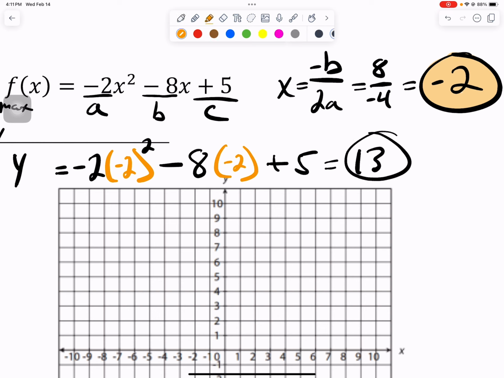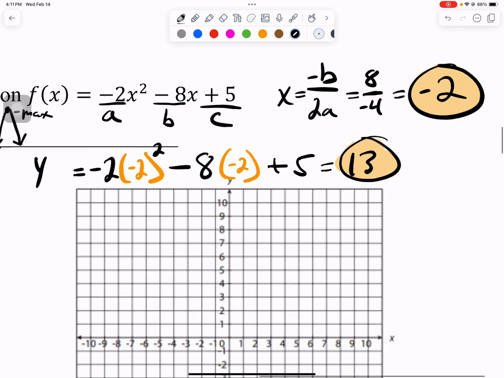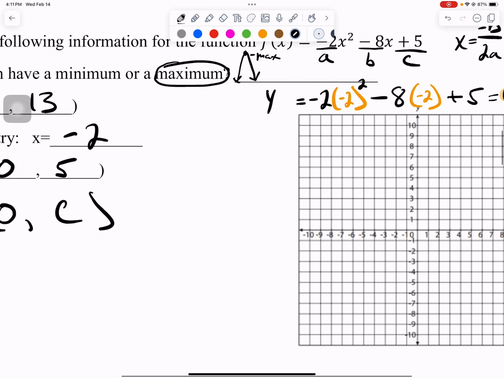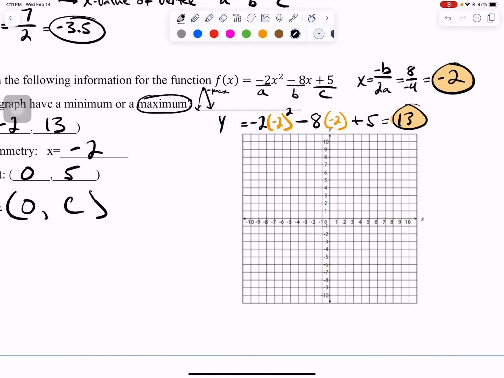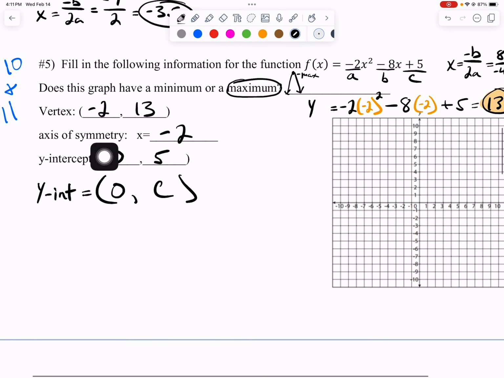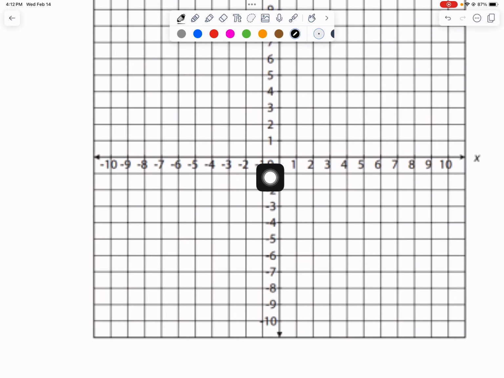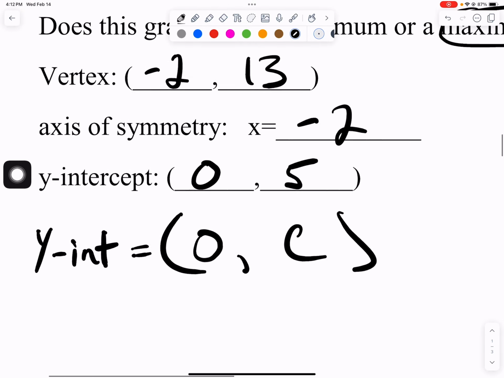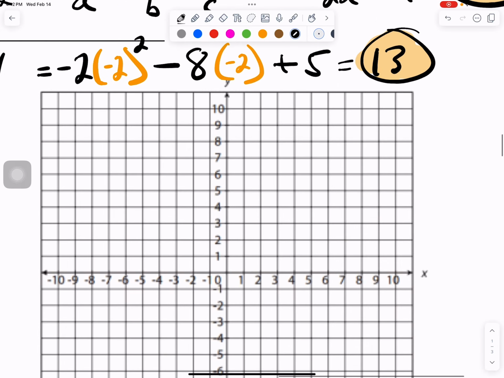Go ahead and circle that, making your vertex negative 2 and 13. Now, we want to sketch this out. No big deal. We're just going to plot some points. Vertex is negative 2 and 13. So let's start at 0, 0 here. If it's negative 2, we go to the left 2. And then it was a positive 13. Is that correct? I just had to check that one more time. Yes, it is.